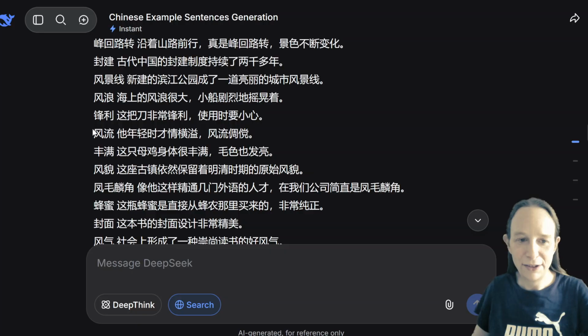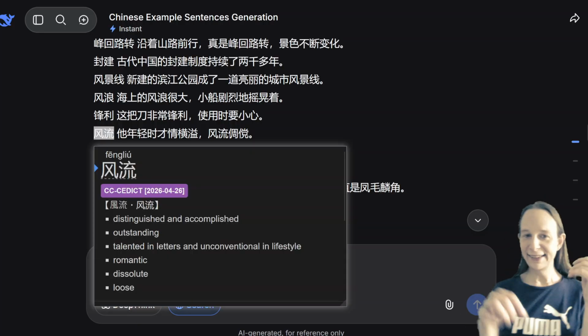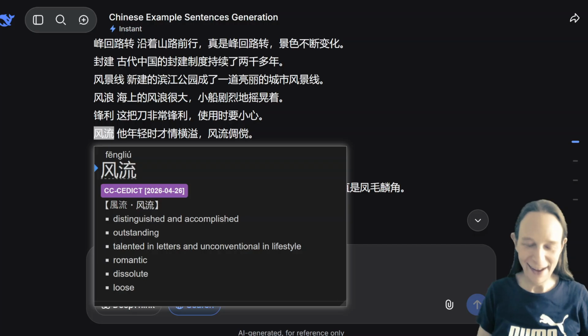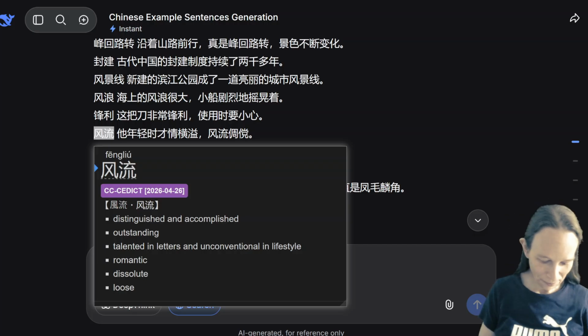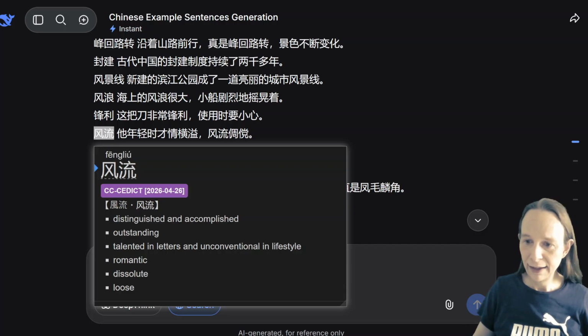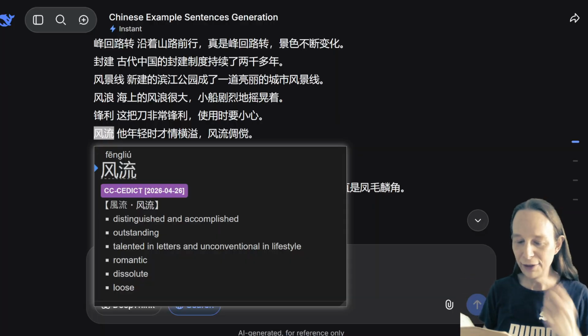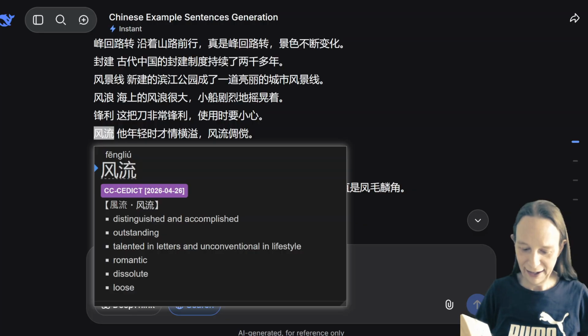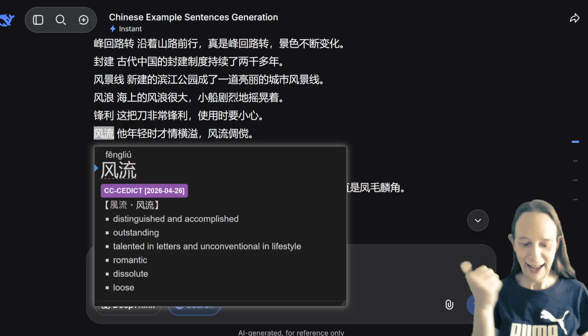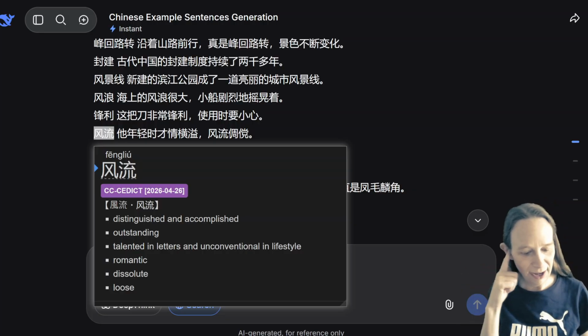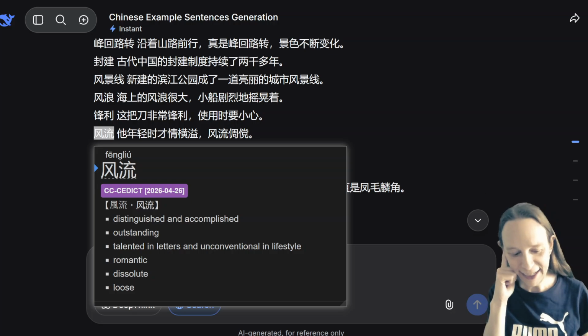So this is not even close to my guess. I was miles off. I was on a different planet. All right. 风流, 风流. This word looks a little tricky. The dictionary gives it 3 definitions. They're all adjectives. Number 1, 有才华的, 杰出的. So to have talent, 杰出的 to be outstanding.